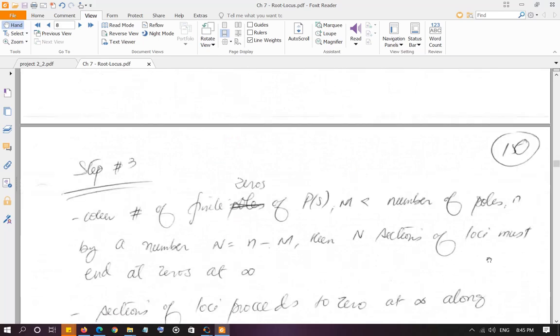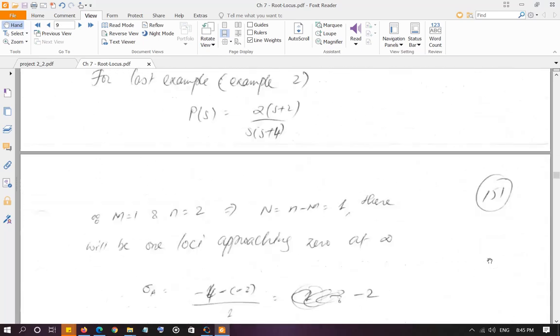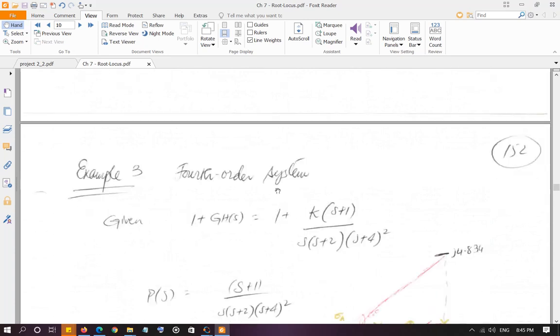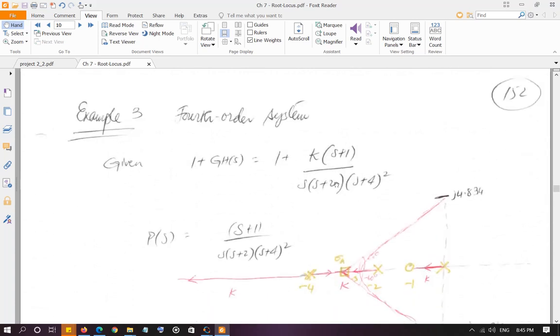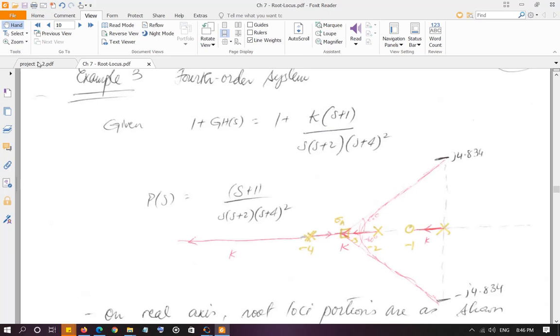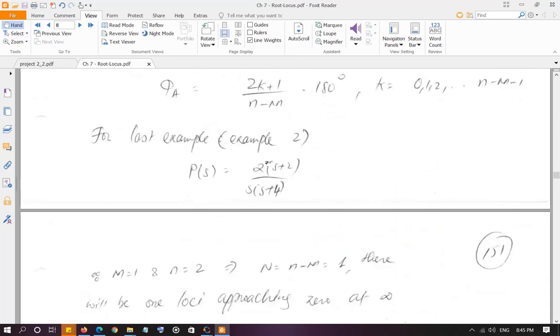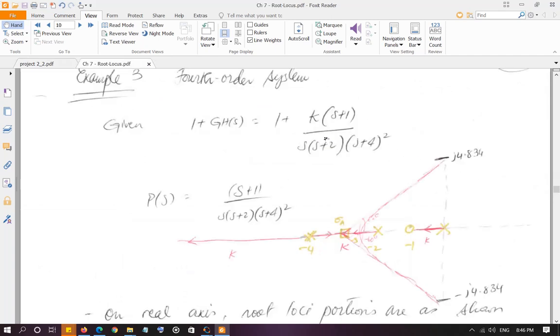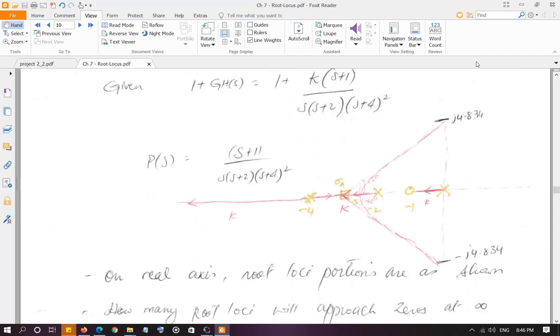I think we have, let me see, is there another example here? Example 3, okay, fourth order system. Alright, so this is the same as I used for the project. S plus 1, S plus 2, S plus 4 squared. Okay, good. So let's see how we can do the root locus up to this point, up to step number 3 for this one.